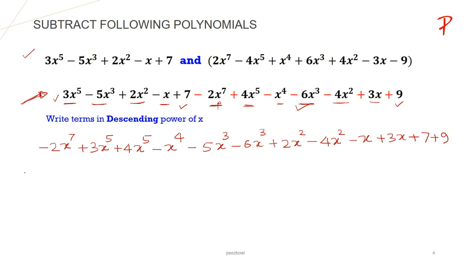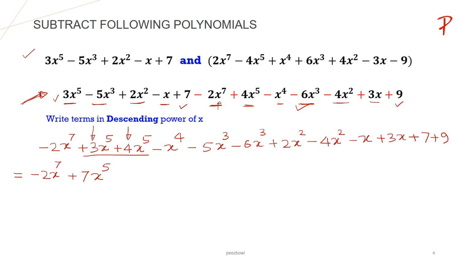Okay. Now I need to solve similar terms, right? So here minus 2x to the power 7, we do not have any like terms. So I will write it as it is. For x to the power 5, we have two terms, right? 3x to the power 5 plus 4x to the power 5. Because both these terms have equal power of x, I will write x to the power 5 as it is. And now I have to perform addition or subtraction on both these constants, right? Because we have plus for both these constants, I am going to write plus 4 plus 3 is plus 7.